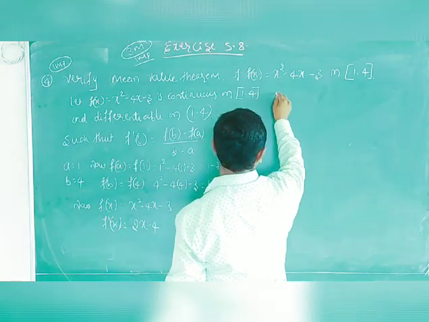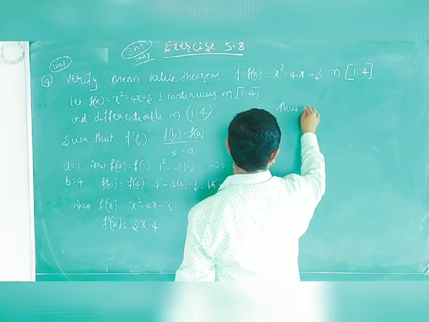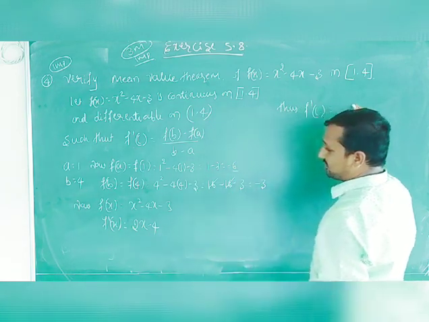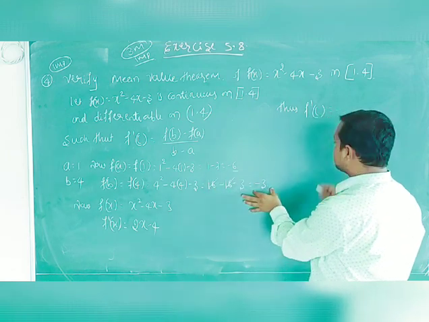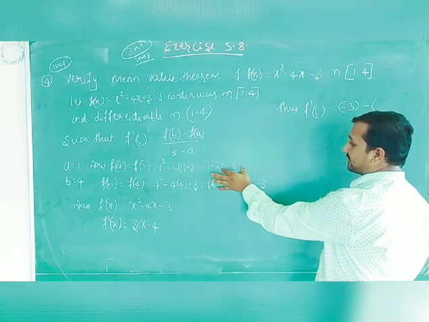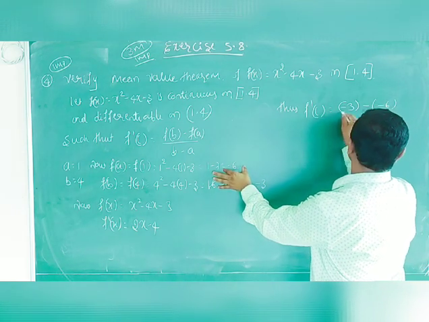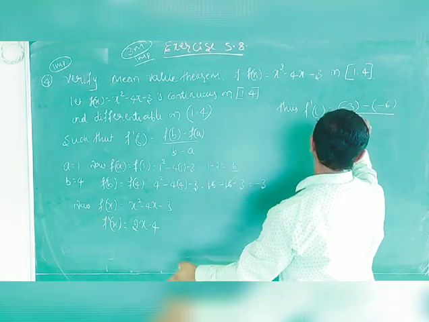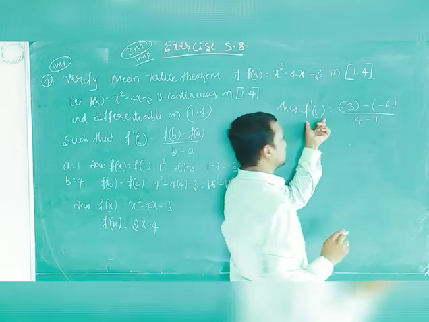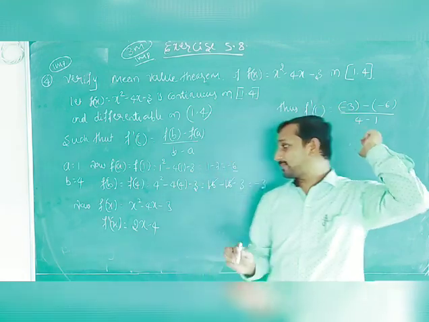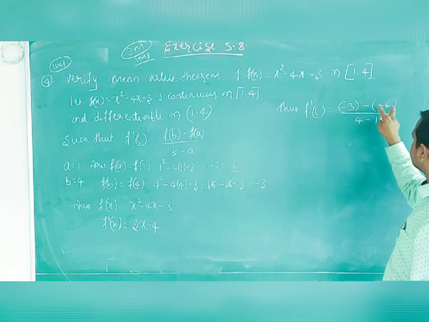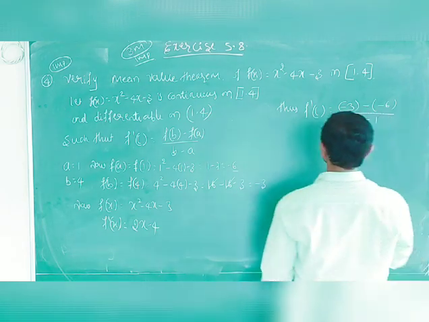Thus f dash of c is equal to f of b minus f of a. F of b is minus 3, minus f of a, which is minus 6, minus of minus 6, divided by b minus a. b is 4 and a is 1. See that? f dash of c equal to f of b minus f of a, where the value of f of b is minus 3 and the value of f of a is minus 6. Use brackets. Okay?